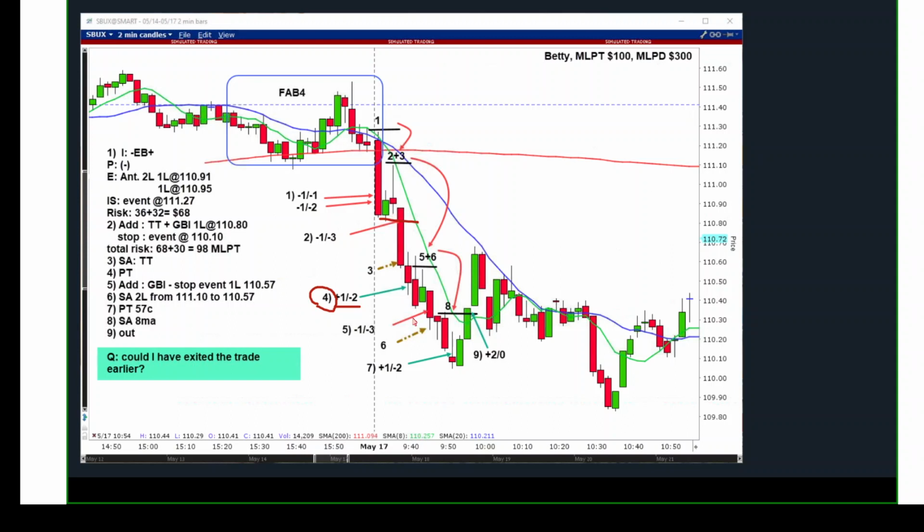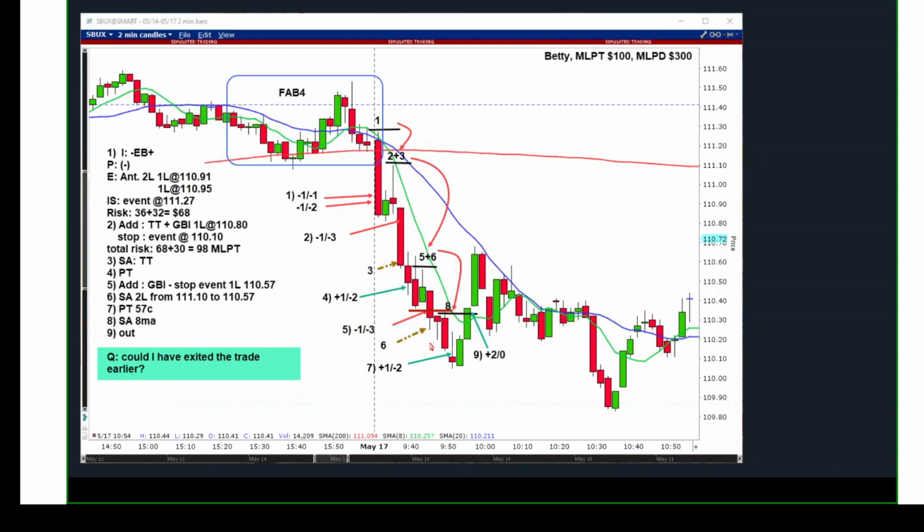Coincides here, okay? Great profit take. So 4 is the profit take here. And then number 5 is another add here. An add on a GBI with an event stop. Adding back onto the trade here. All right, number 5. Stop event, okay?